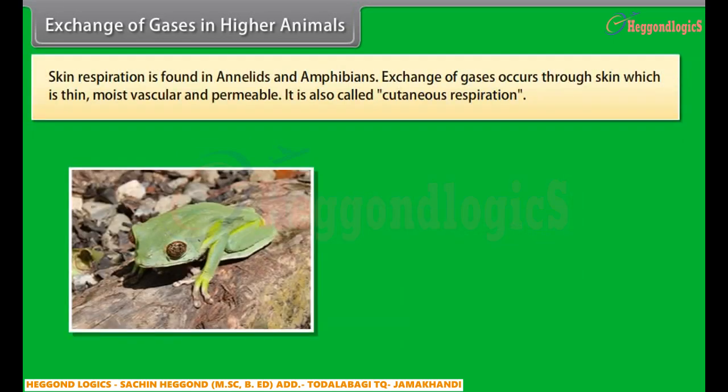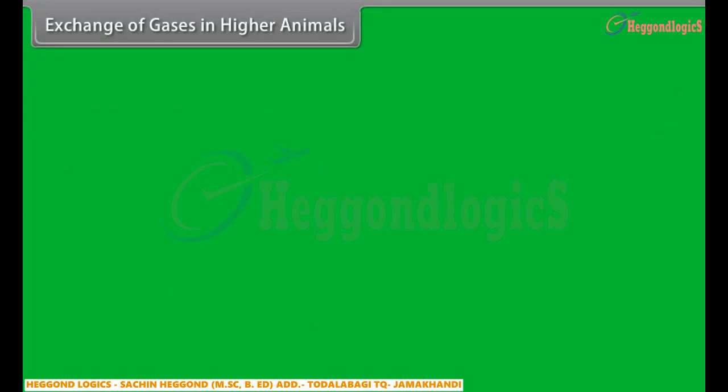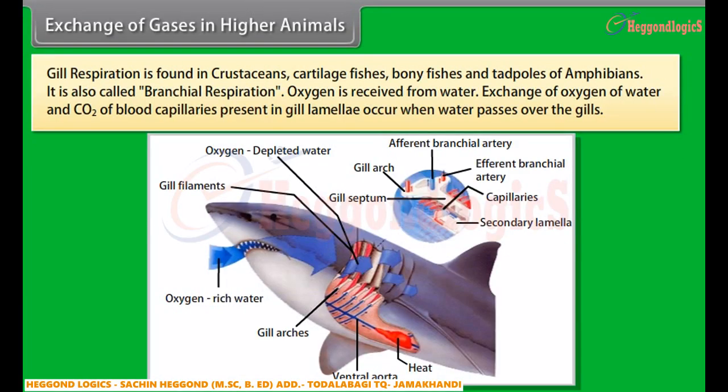Skin respiration is found in annelids and amphibians. Exchange of gases occurs through skin which is thin, moist, vascular, and permeable. It is also called cutaneous respiration. Gill respiration is found in crustaceans, cartilaginous fishes, bony fishes, and tadpoles of amphibians. It is also called branchial respiration. Oxygen is received from water. Exchange of oxygen of water and CO2 of blood capillaries present in gill lamellae occurs when water passes through the gills.